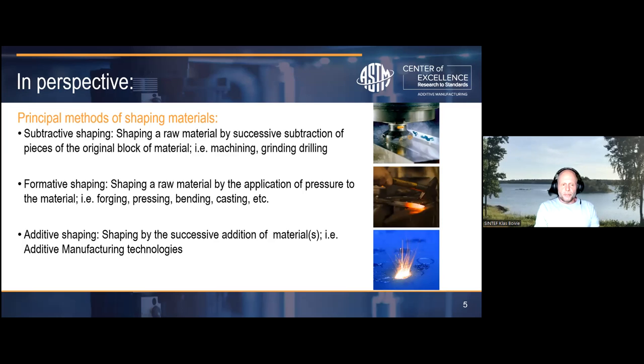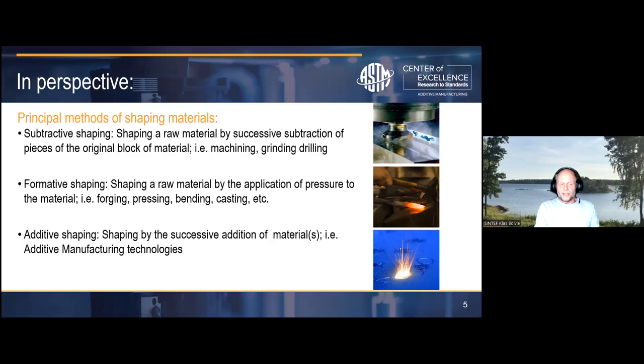Then you have formative shaping, where the raw material is shaped by the application of pressure, such as forging, pressing, bending, casting, and injection molding. When a material is shaped by forming processes, it is affected by a type of deformation of the object, which means the material has been impacted. If you talk about casting, there would be a crystallization process during solidification. So the material actually is a bit affected by the shaping principle.